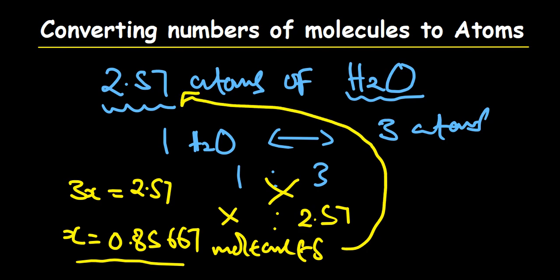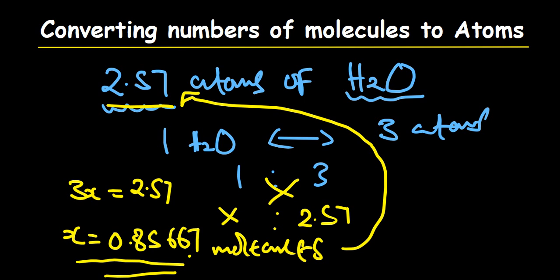In 0.85667 molecules of water, you are going to find 2.57 atoms of water. So that's the conversion that we can make when you are given number of molecules to atoms, or atoms to what? To molecules. I'll move to the next one if there are no questions. If there are any questions, feel free to ask. Okay, silence means there is no question.